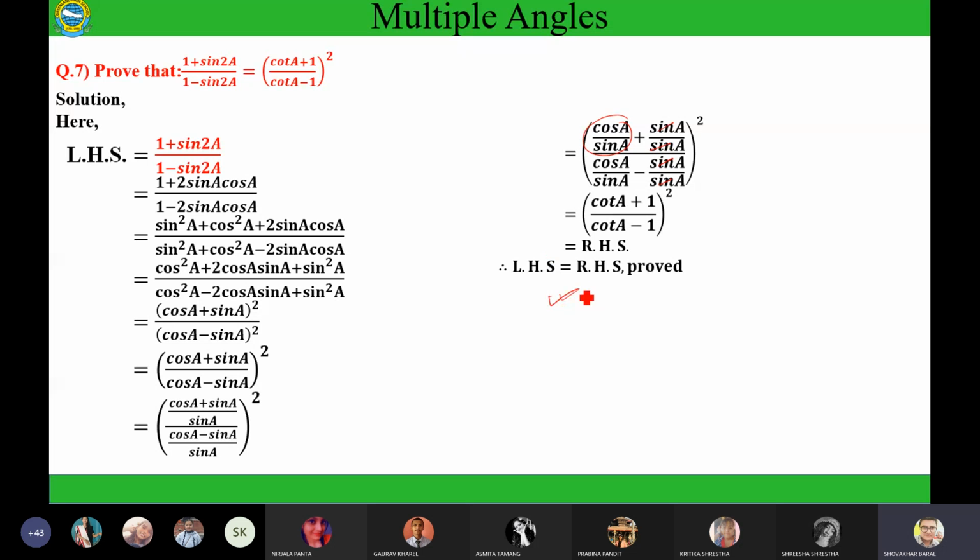I hope you understand this. If you cannot understand it right now, please see it again, revise it again. If you still don't understand, then please don't hesitate to ask. So let's go to question number 8.